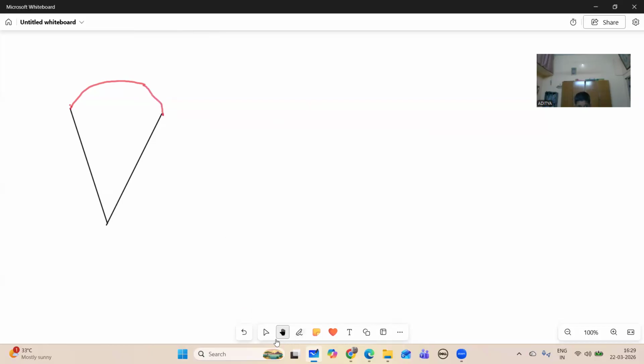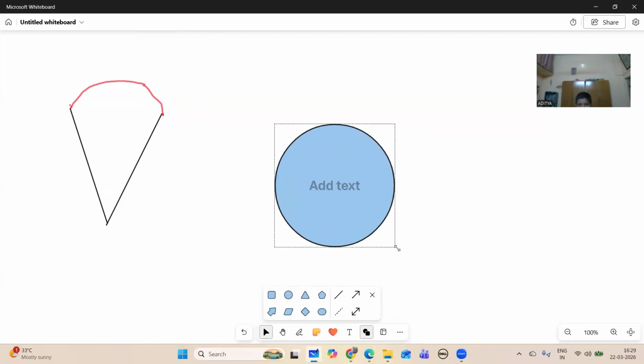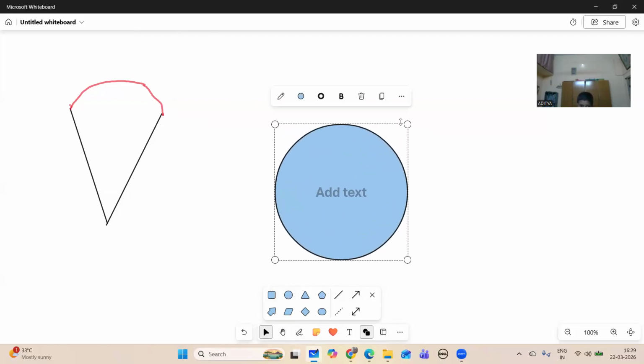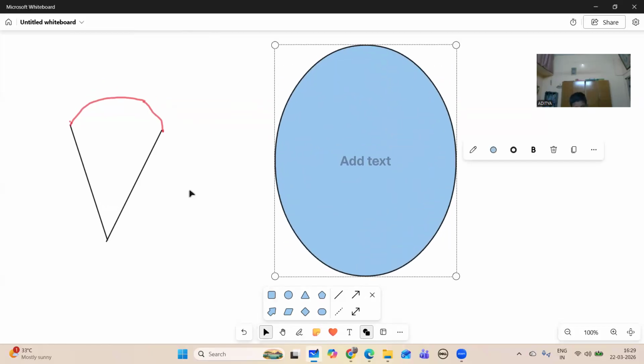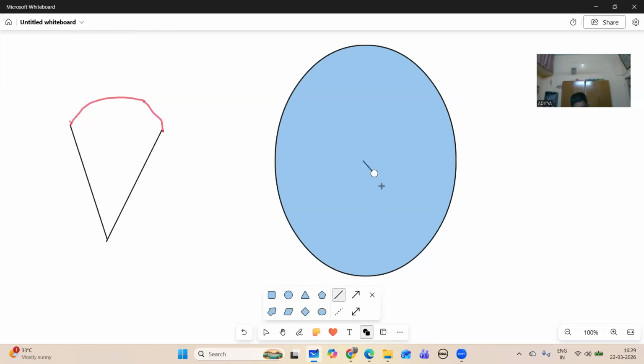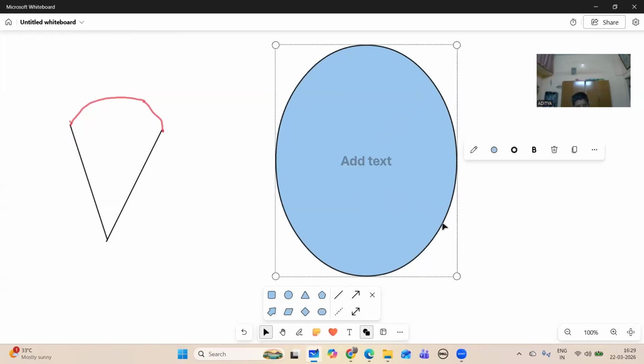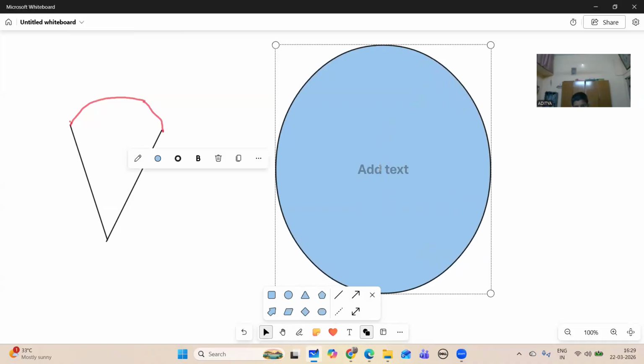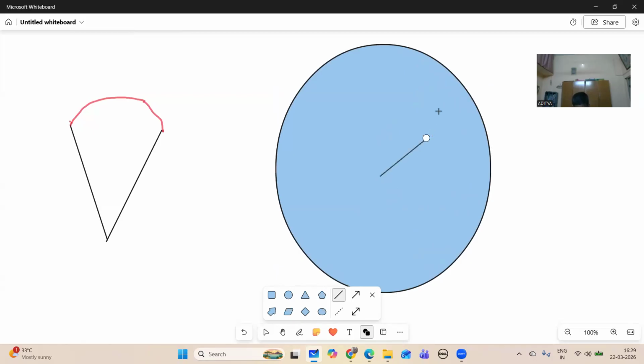What is a sector? It is part of a circle. Of course, I have to take it much larger. This is the radius. Let me take the radius to draw this sector.